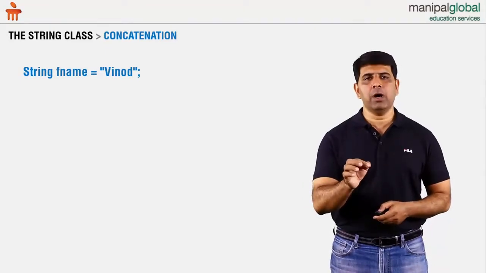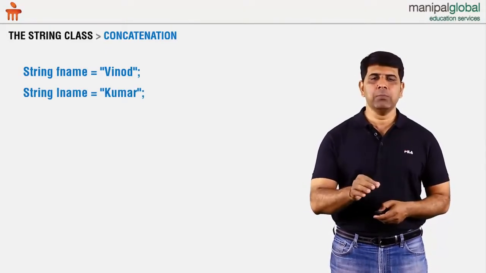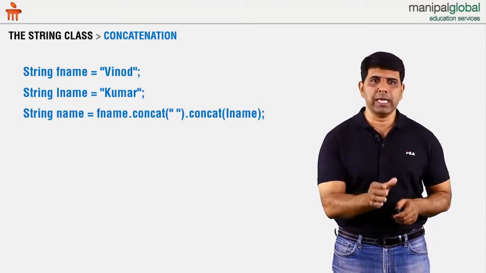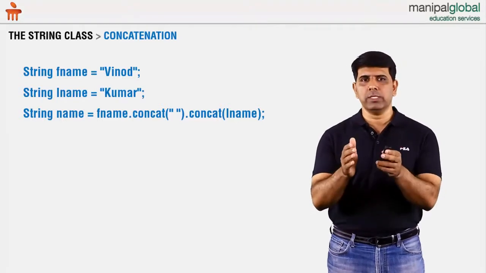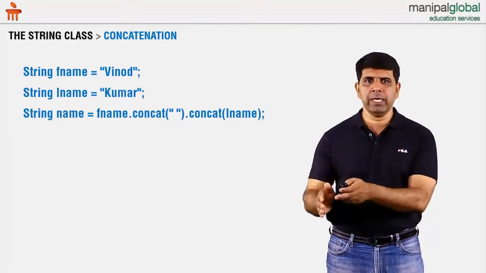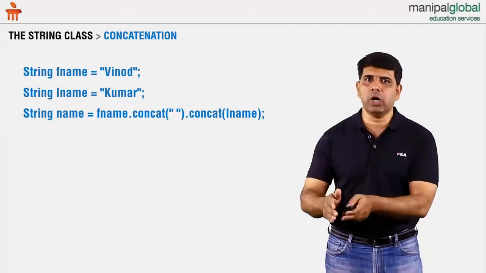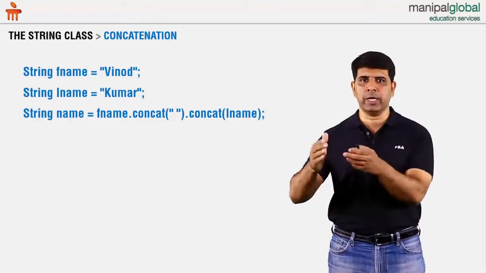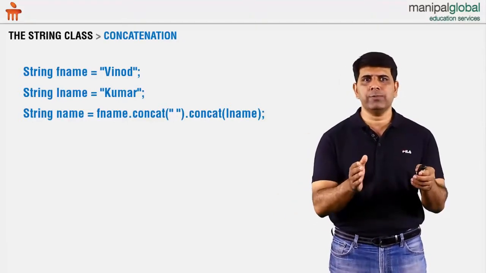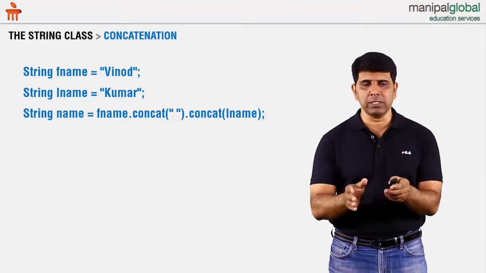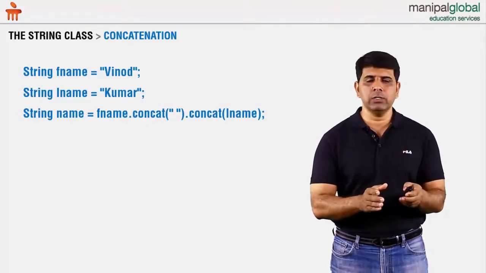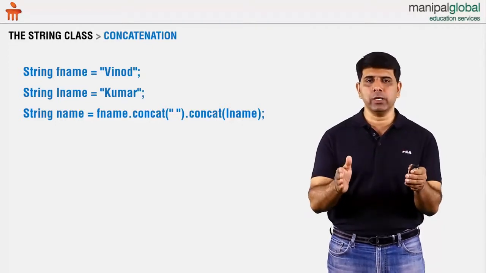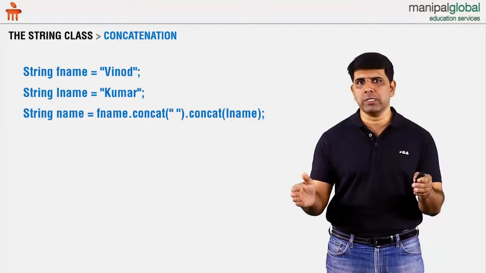We have fname of Vinod and we have lname of Kumar. Suppose we want to create the full name. We create a variable called name equals to, we say fname.concat of a space in double quotes, followed by a dot concat. So this is called statement chaining. We are calling a function and another function and another function. Now if you look at the first part, fname.concat, fname represents Vinod, concat of a space basically makes it a 6-character string, VINOD and a space.